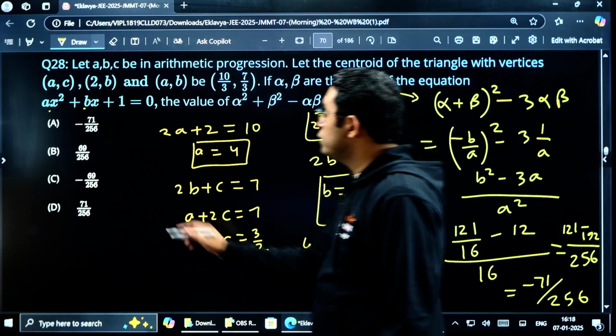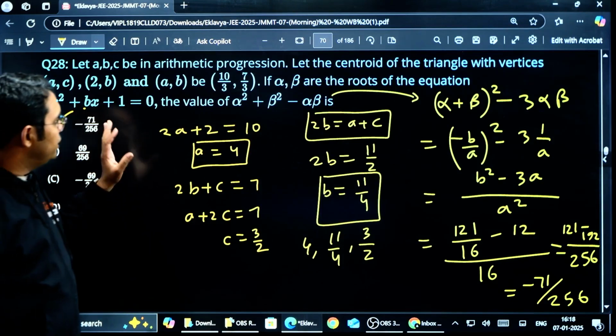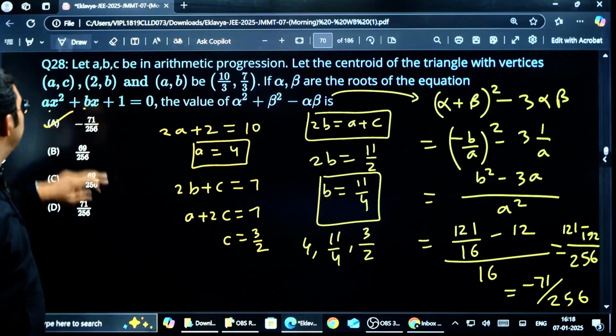Yeah, the answer for this question is A. I think that is the method, because nothing else can be done. We have to use the centroid, we have to use the sum of roots, so I think this is the method.